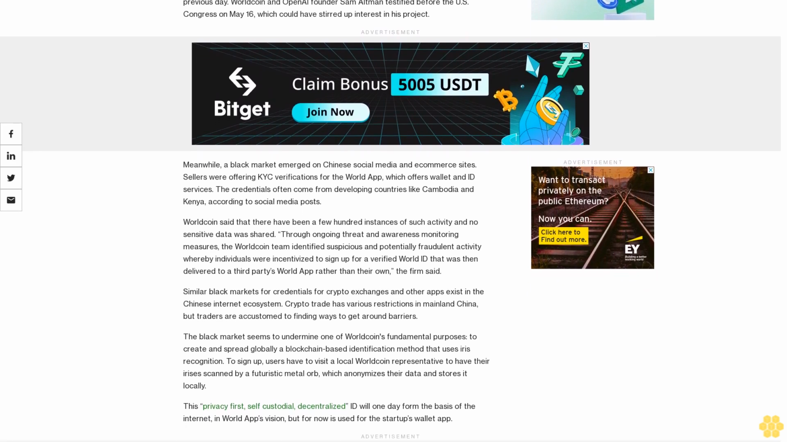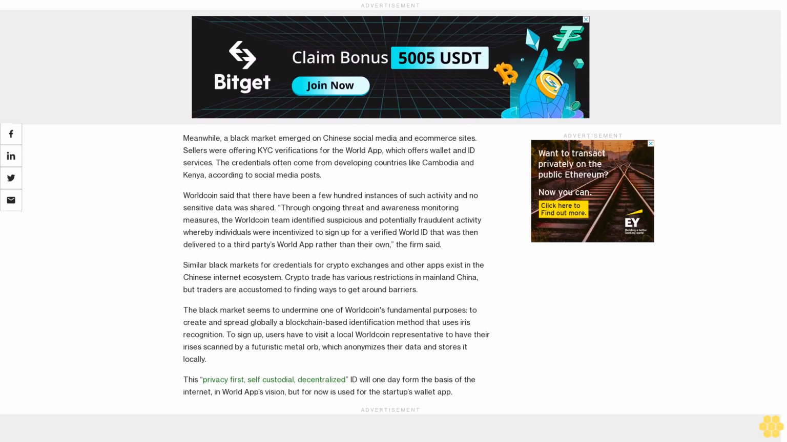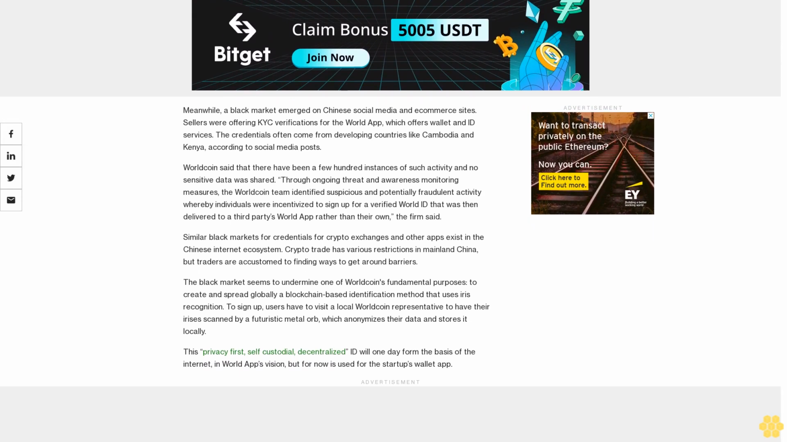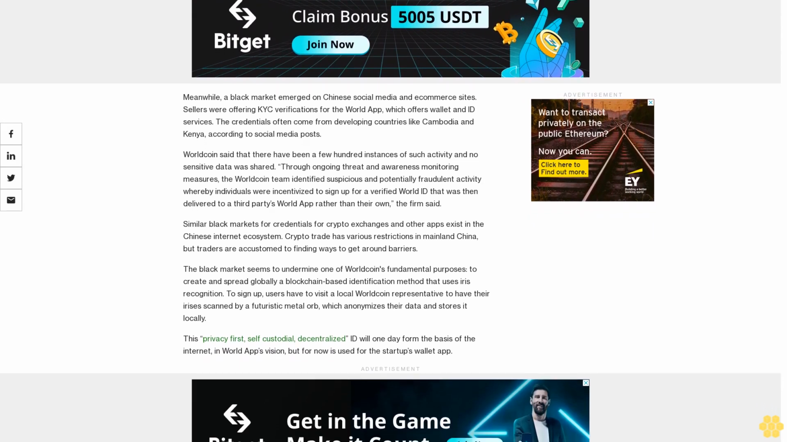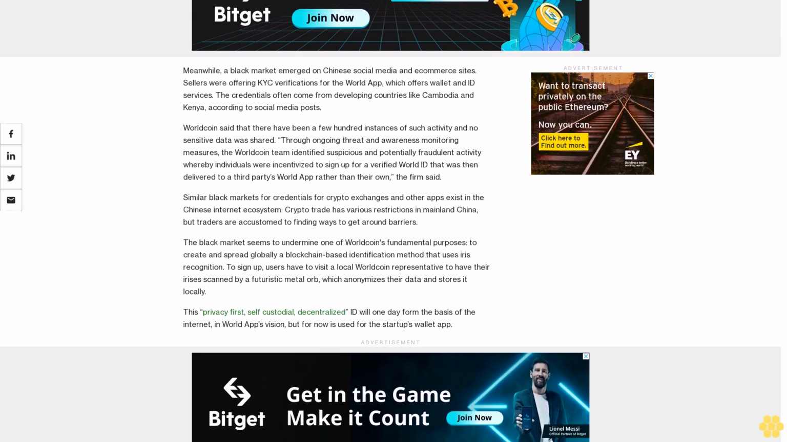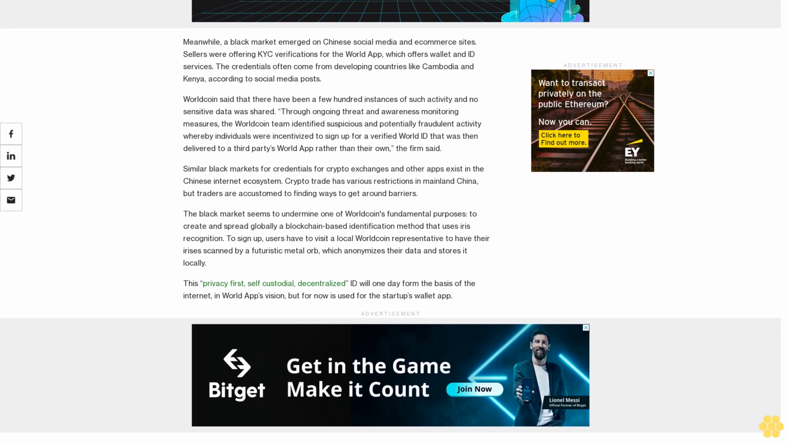Meanwhile, a black market emerged on Chinese social media and e-commerce sites. Sellers were offering KYC verifications for the World App, which offers wallet and ID services. The credentials often come from developing countries like Cambodia and Kenya, according to social media posts. WorldCoin said that there have been a few hundred instances of such activity and no sensitive data was shared.